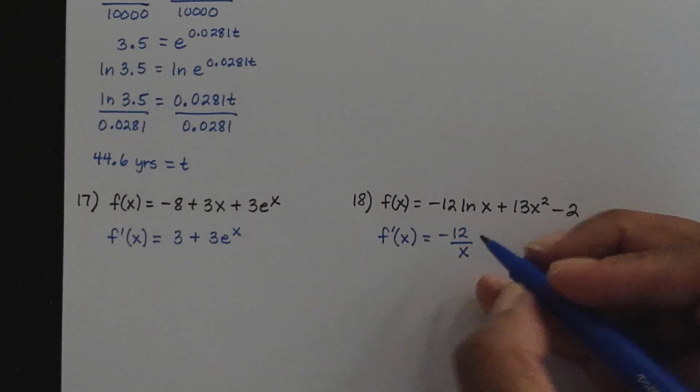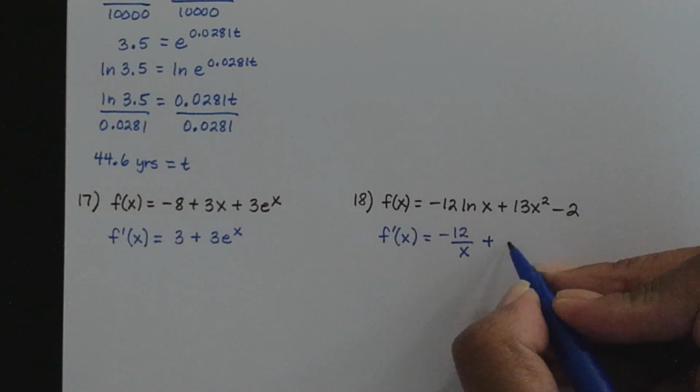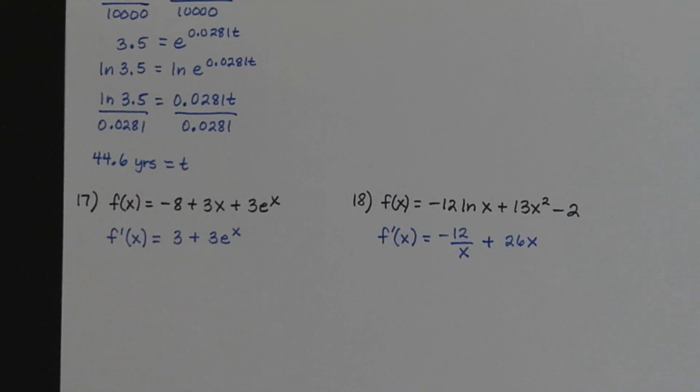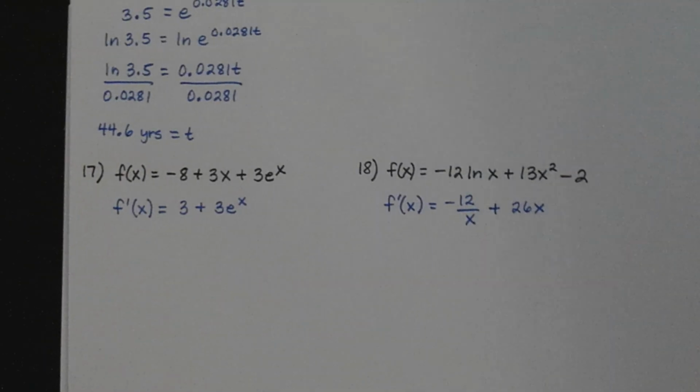What about the derivative of 13x squared? 26x. The derivative of a minus 2 is 0. Okay. Any questions about 18?